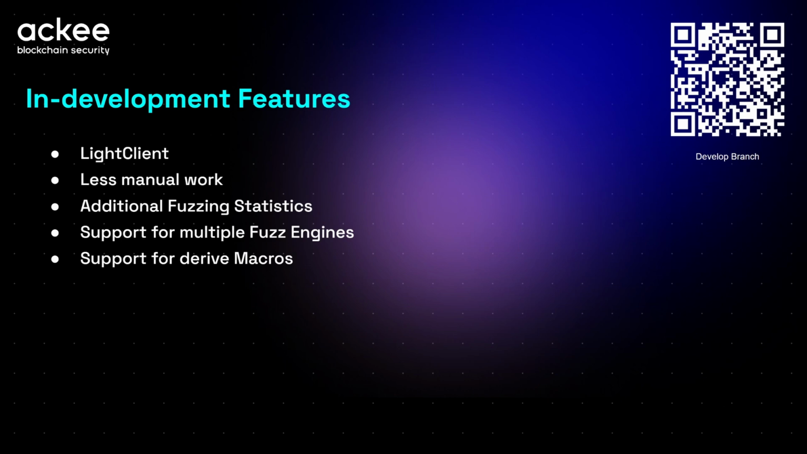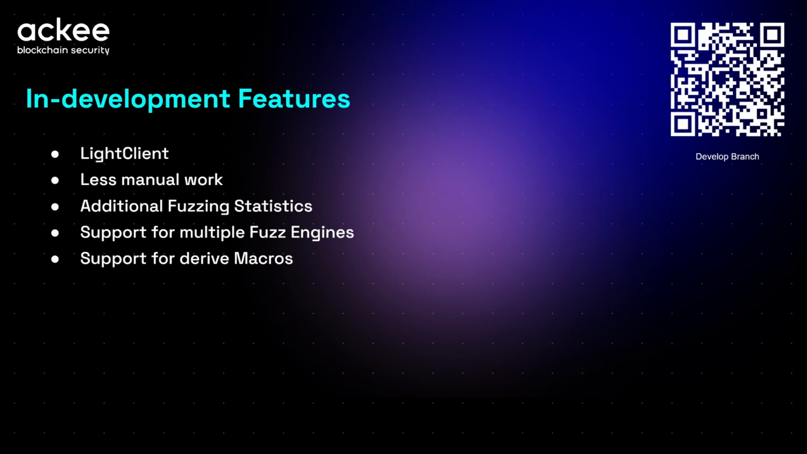Then we would like to also include new additional fuzzing statistics. Currently, we only support simple fuzzing statistics, such as successful invocations and the number of invariant checks that failed, but we also want to include, let's say, compute unit statistics, for example, and so on.